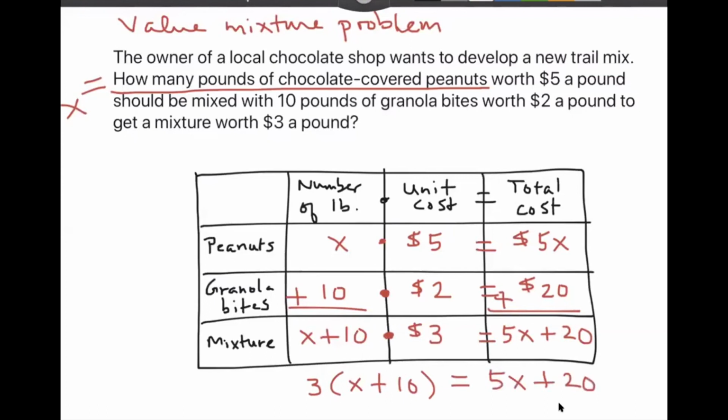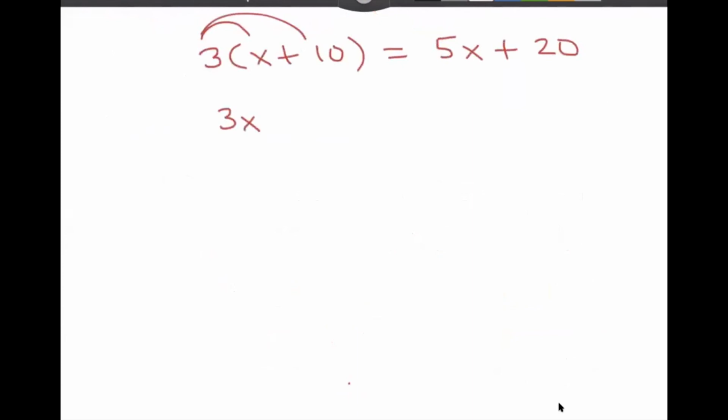All right, so let's solve that equation. We will start by distributing the 3. 3 times X is 3X. 3 times 10 is 30. And now we'll get all our X's on one side. You know what? I'll stick with the left side this time. Just be careful because 3X minus 5X is negative 2X.